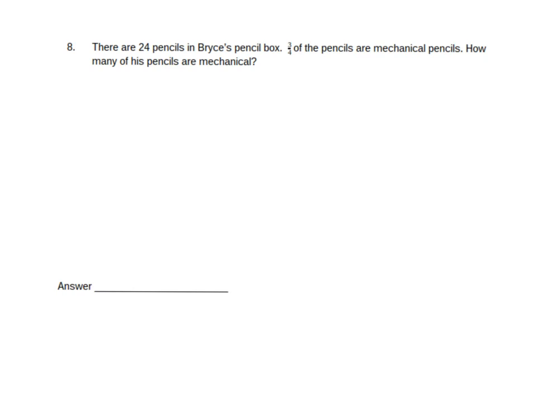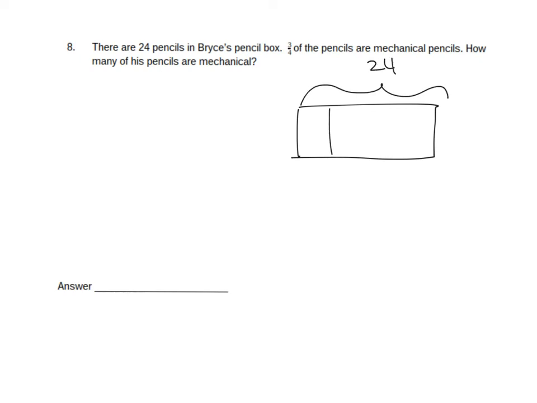There are 24 pencils in Bryce's pencil box. 3/4 of the pencils are mechanical pencils. How many of his pencils are mechanical? So again, sometimes drawing helps us to visualize. So there are 24 pencils, and 3/4 of them are mechanical. So these are mechanical, and these are not mechanical. Okay, and we want to know how many of his pencils are mechanical, so this is what we're going to find out.